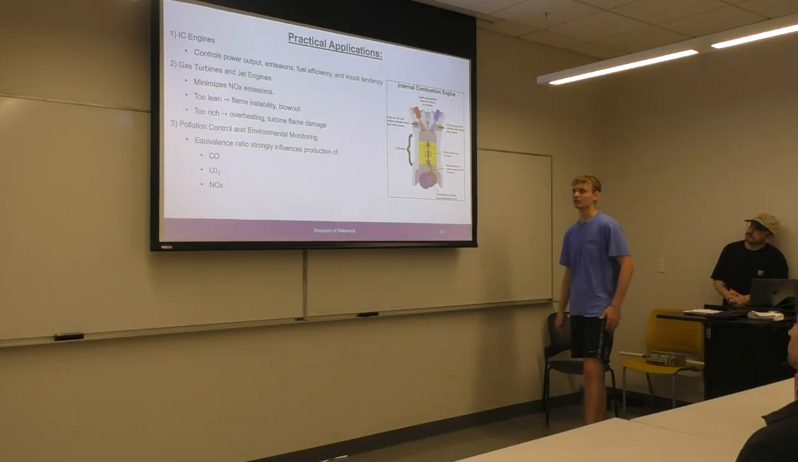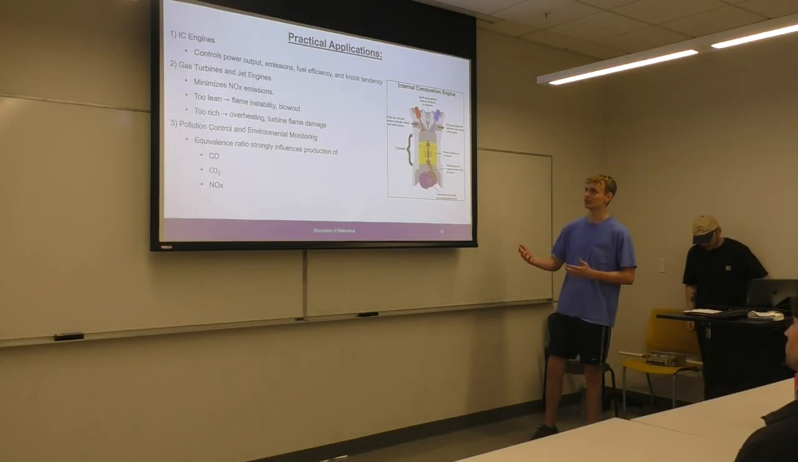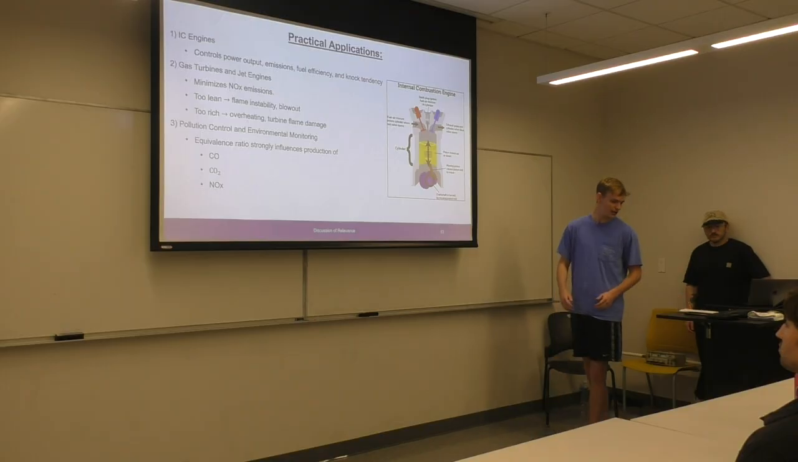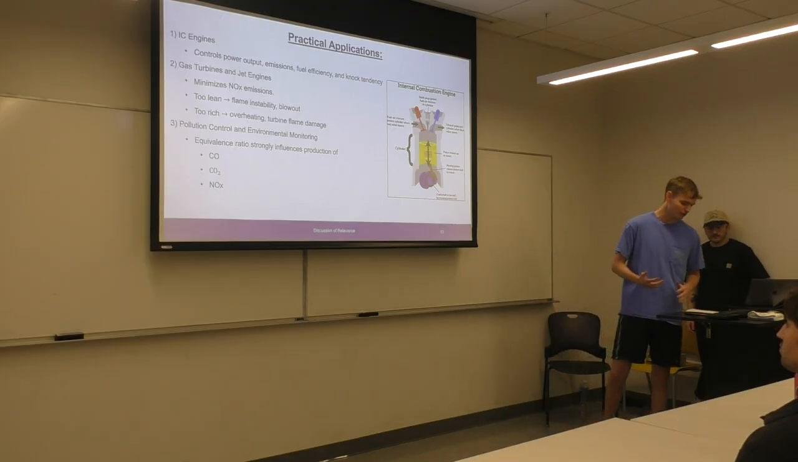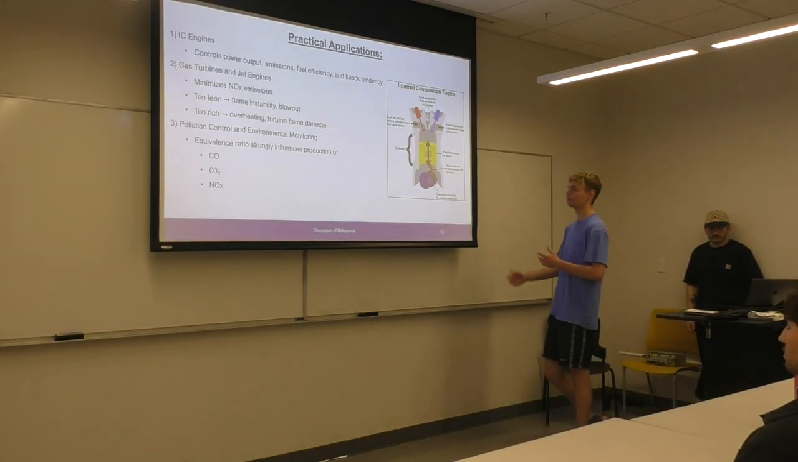So practical applications: like I said, it's used in combustion, so any process that involves combustion, such as your IC engines. Equivalence ratio can help control the power output, the emissions, the fuel efficiency, and knock tendency. Knocking occurs when the air-fuel mixture in the cylinder doesn't burn smoothly, so essentially part of the mixture spontaneously explodes early, creating a sharp pressure spike. These pressure spikes hit the piston and cylinder walls, which gives you the characteristic knocking sound in your car.